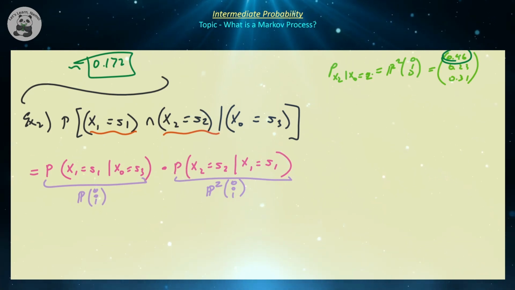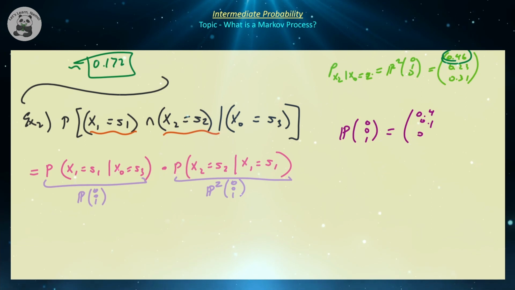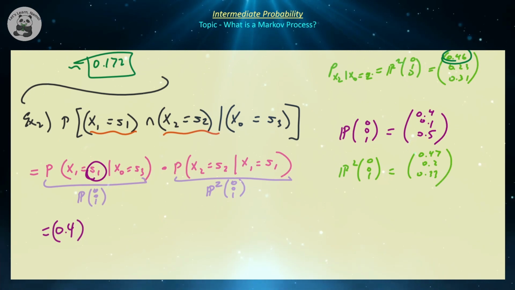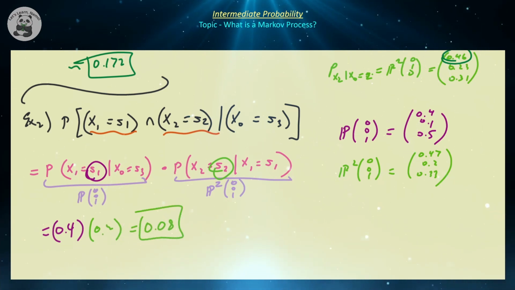Right? So once you actually work this out for this example, for p times 0, 0, 1, you're going to find that this is equal to 0.4, 0.1, and 0.5. So what's the probability that we're equal to s1? That's obviously going to be equal to 0.4. And then once you do p squared times 0, 0, 1, you're going to get 0.47, 0.2, and 0.33 respectively. And we want the probability of getting s2, so that's just going to be equal to 0.2. And once we multiply those two out, we're going to have 0.08 as our associated probability. So that's how you can actually do probability statements with Markovian processes.